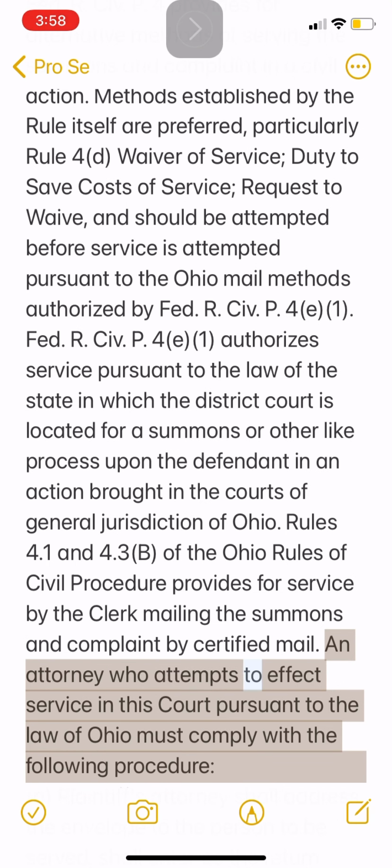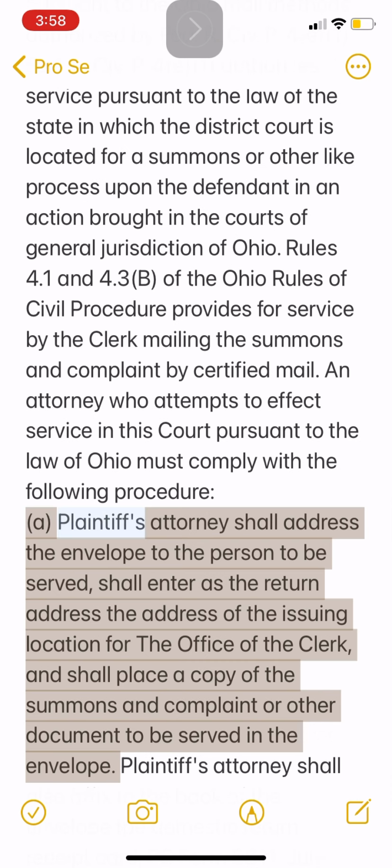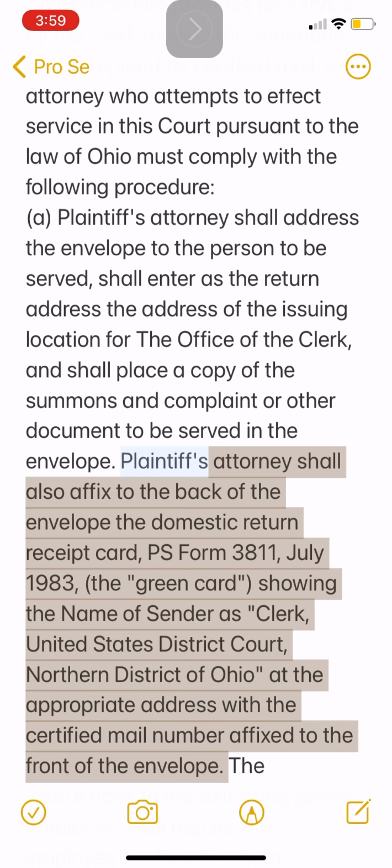An attorney who attempts to effect service in this court pursuant to the law of Ohio must comply with the following procedure. A plaintiff's attorney shall address the envelope to the person to be served, shall enter as the return address the address of the issuing location for the office of the clerk, and shall place a copy of the summons and complaint or other document to be served in the envelope. Plaintiff's attorney shall also affix to the back of the envelope the domestic return receipt card, PS Form 3811, July 1983, the green card, showing the name of sender as Clerk, United States District Court, Northern District of Ohio at the appropriate address, with the certified mail number affixed to the front of the envelope.